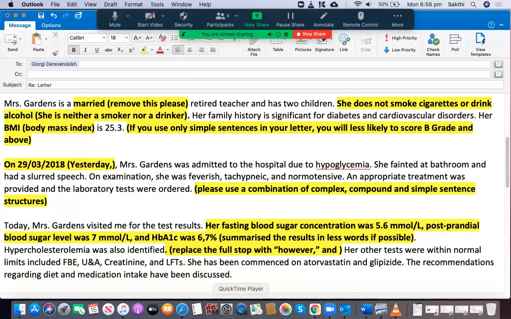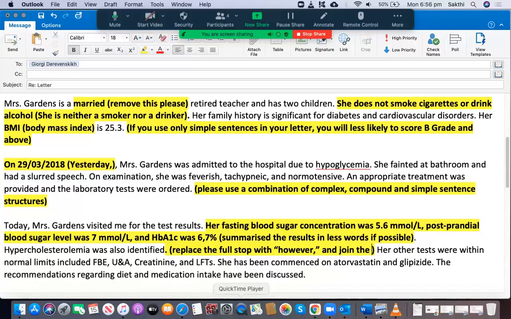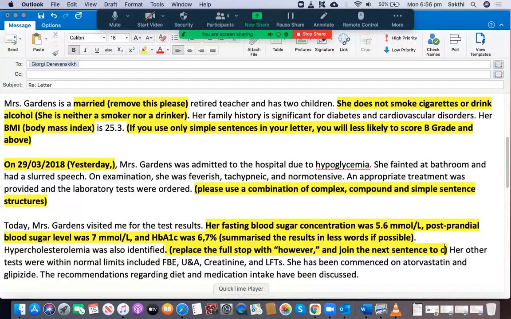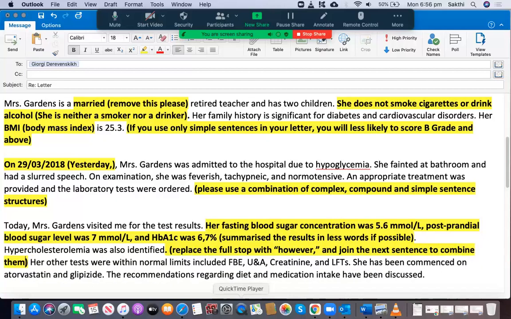and join the next sentence to combine them together. Okay, so together in one sentence you can do it. Okay, that should be the one.